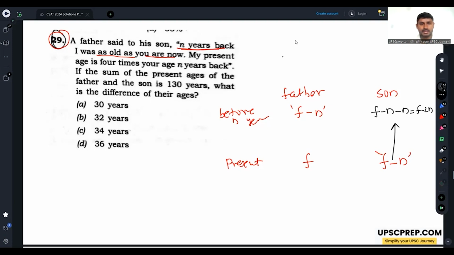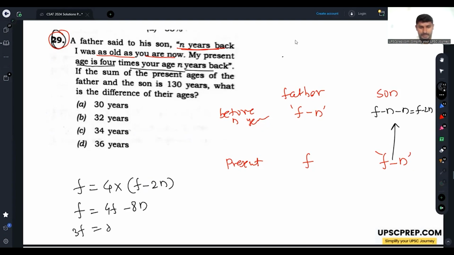So what he is saying, father is saying my present age is 4 times your age N years back. So father का present age is F. He is saying it is 4 times son का age N years back. So son का age N years back was F minus 2N. So F will be equal to 4F minus 8N. So what will be the relation between F and N? It will be 3F equal to 8N. So N का value will be equal to 3 by 8 F, right? So we know this relation between F and N now.